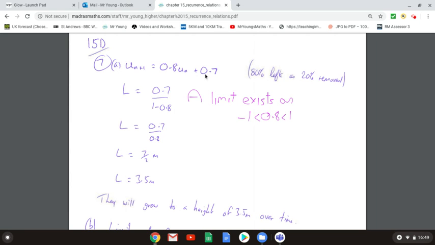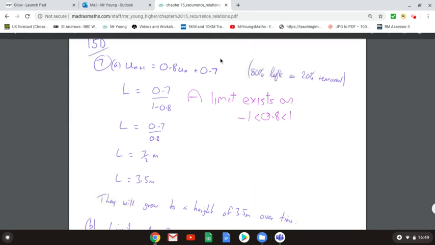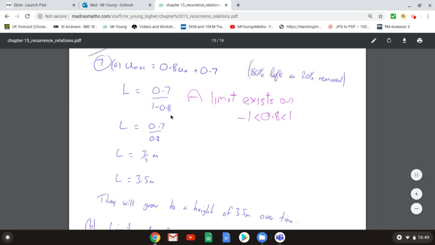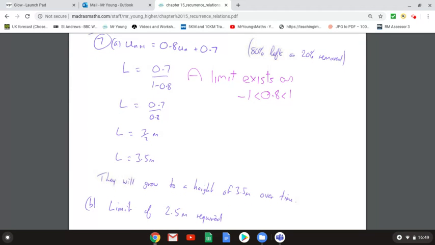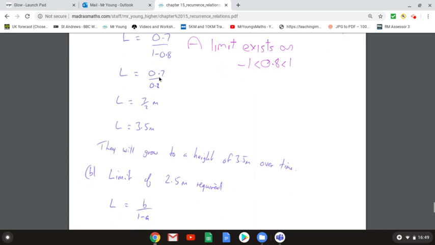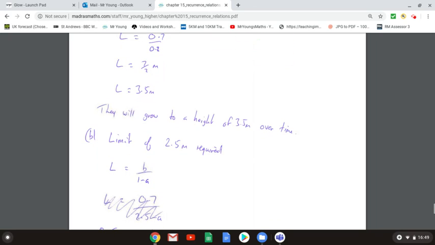So we have the 0.7, so it's b over 1 minus a, isn't it? So b is 0.7, a is 0.8, and we must make this statement. If we don't, we're throwing away a mark in any assessment you will ever do related to the limit of a sequence. So a limit exists as -1 is less than 0.8 is less than 1. So substitute in 0.7 over 0.2. We can do that without a calculator: multiply top and bottom by 10, we get 7 over 2 metres, which is 3.5 metres. So the trees will grow to a height of 3.5 metres over time.